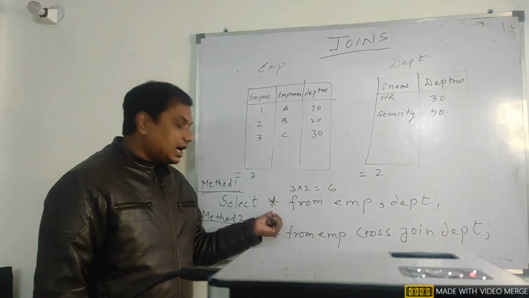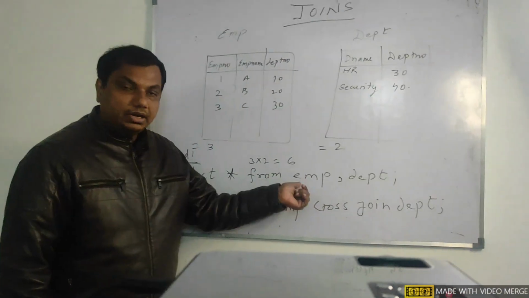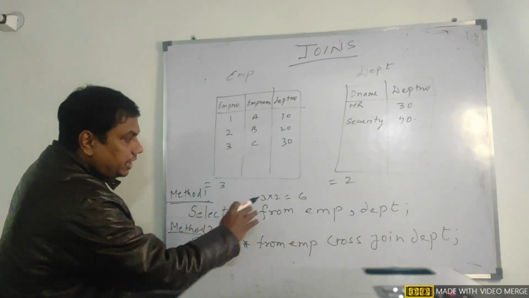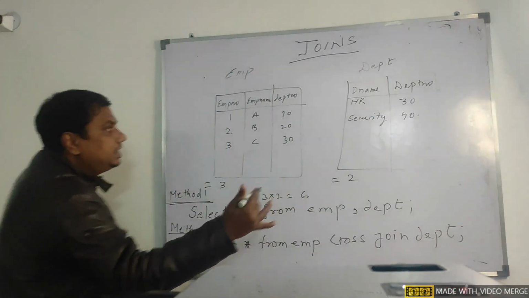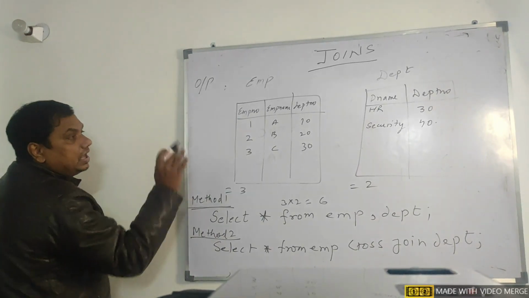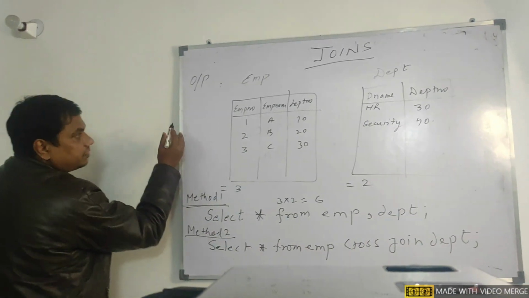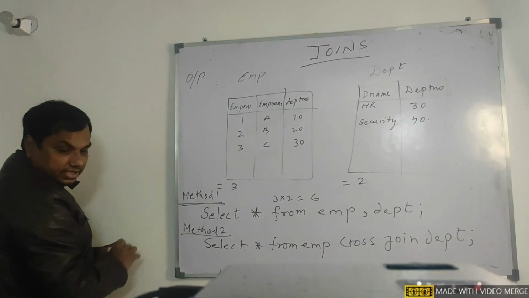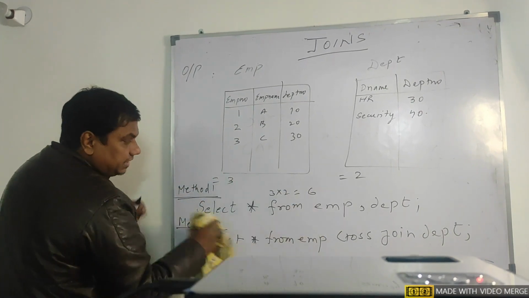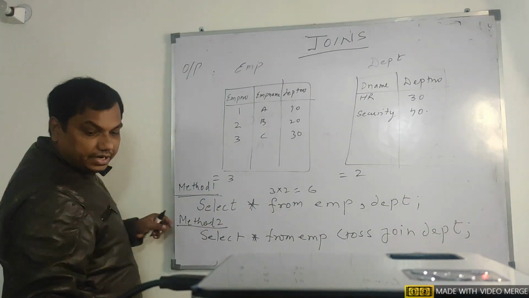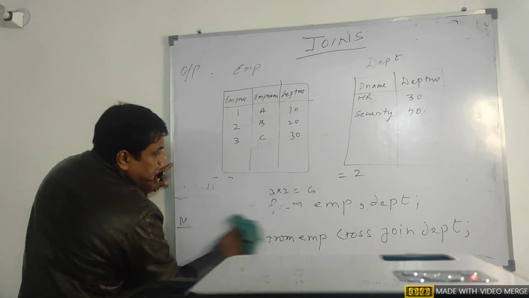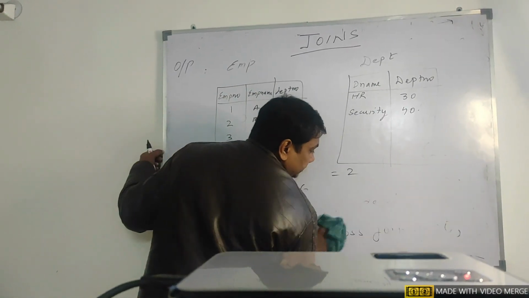Star means all the records from the EMP table, comma DEPT table. So when I execute this query, what will be the output? How many columns will there be? 5 columns. Suppose I write the output. This portion I will just remove so that I can show you the output, so let me clean my board.